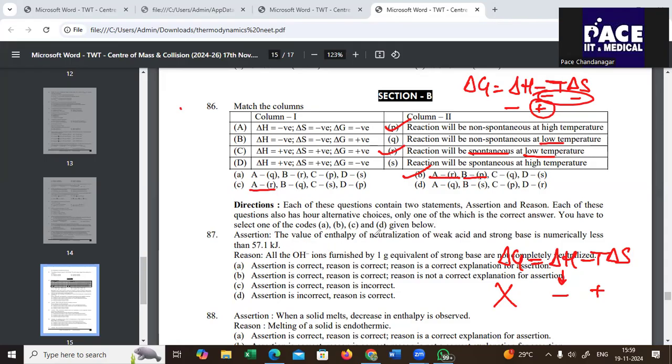Next, the value of enthalpy of neutralization of weak acid and strong base is numerically less than 57.1 kilojoules, right? Neutralization of a weak acid and a strong base. Is the assertion correct? Yes, the assertion is correct. A weak acid and strong base also goes by some values of equilibrium. Let us not go with this question right now, because it's a combination question. So let us not discuss that question. All right, I'm moving on with the next one.